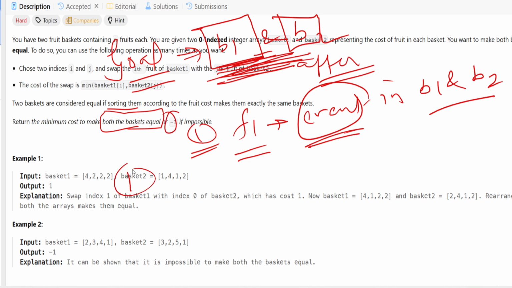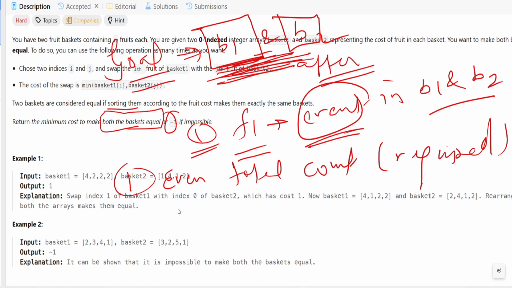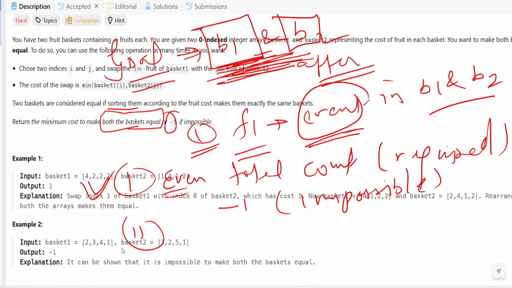So can we say that very first we will check the total count is even, and it is required? If any fruit appears an odd number of times across both baskets combined, it is impossible. In that case it will not split, so just return -1. We can't split evenly. This is our first condition.